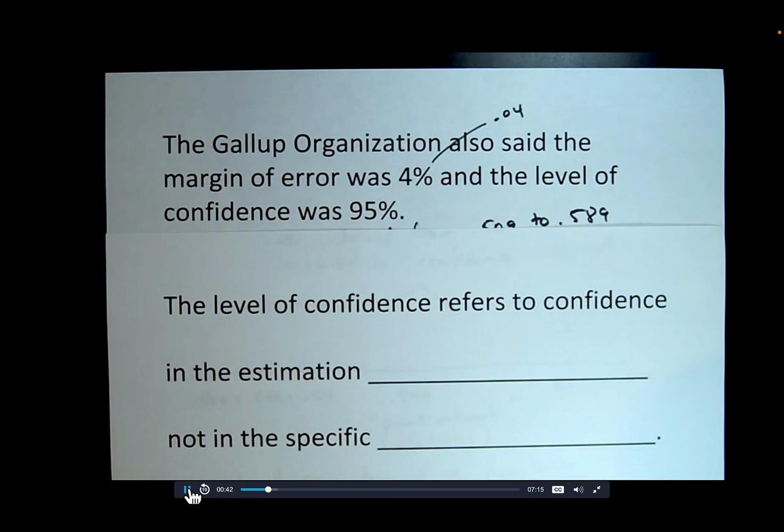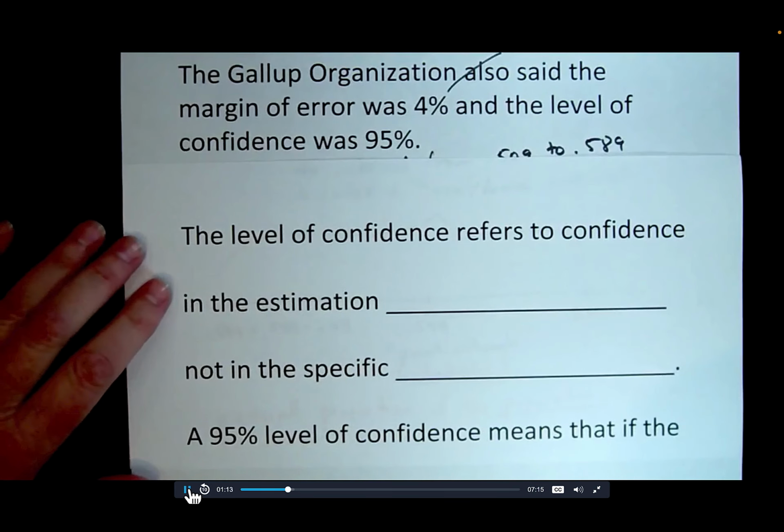I think a normal person, including myself, on hearing something like that would conclude that there's a 95% probability that the true answer is in that confidence interval. That there's a 95% probability that the actual population proportion is in that interval. And that is not what it means. What it means is something a little bit more abstract and technical.